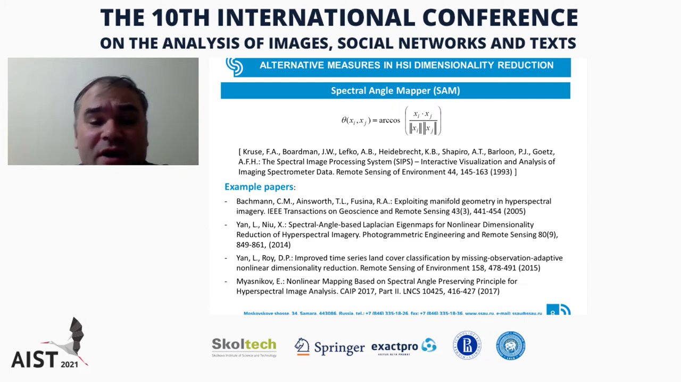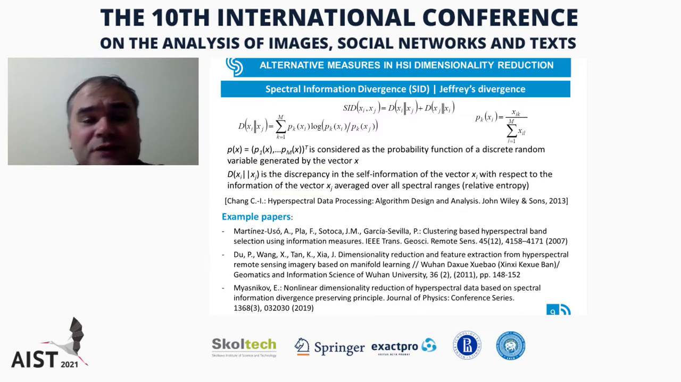In hyperspectral image analysis, researchers apply different dissimilarity measures, not only Euclidean distances, but also spectral angle mapper is quite a popular dissimilarity measure. It was also used in several papers with dimensionality reduction techniques. You can see some examples below. Also, the spectral information divergence shows very good results in hyperspectral image analysis. Only several papers used it in hyperspectral dimensionality reduction techniques. You can see these papers on this slide.